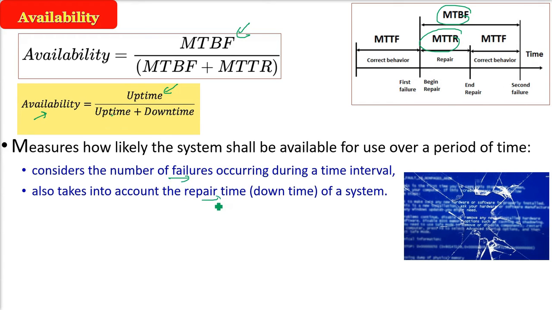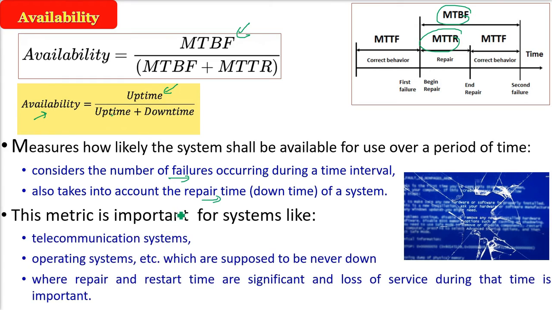This metric is very important when it comes to systems which need to be available all the time, like the telecommunication system. Let us take a computer example, the operating system. If your operating system is not working, then how are you going to play games, use Microsoft Word, watch YouTube? How? Your operating system is not working. So it is not available. The system is not available when you are asking for it. This kind of blue screen of death may come. So when repair and restart time are significant and the loss of service during that time is important, this metric needs to be known up front.